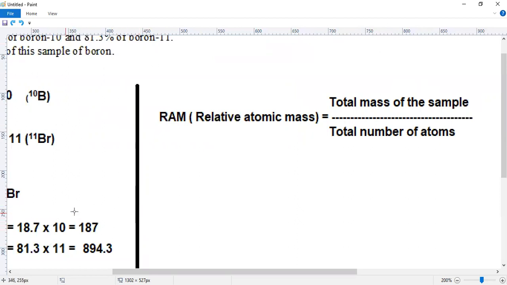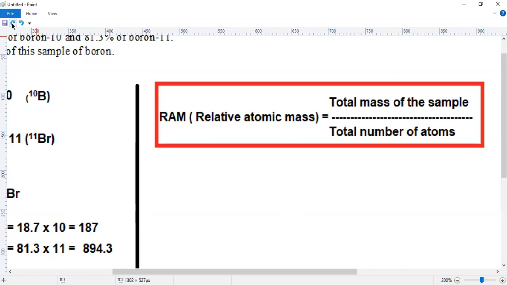Remember, earlier we discussed, you can see at the bottom here on the left-hand side, boron 10, there are 18.7%. So total mass is 187 of one isotope type. The other isotope, boron 11, having 81.3 as a percentage of abundance. The total mass of those atoms is 894.3. Now, to find out the total mass of this sample, we have to add these two together, 187 plus 894.3. We'll see what the answer is going to be. Please remember this formula, it's very important.